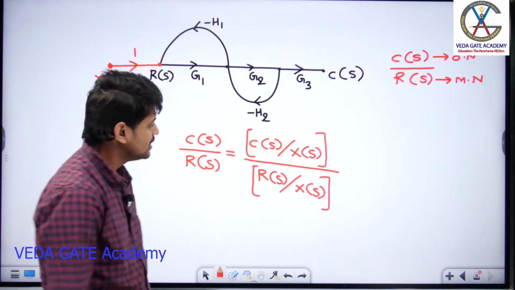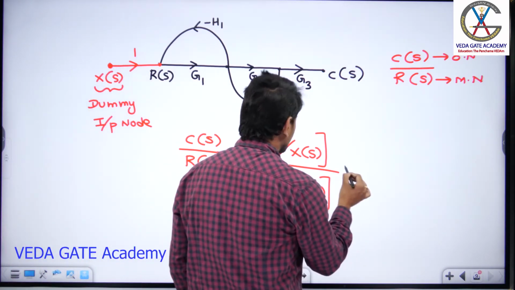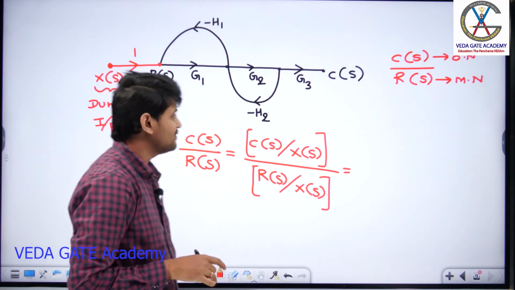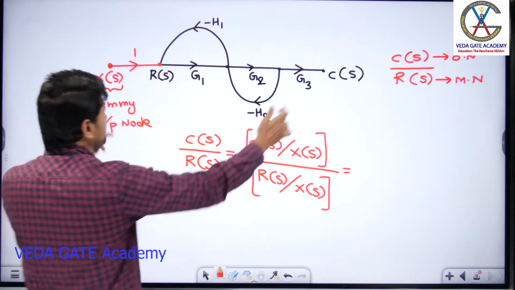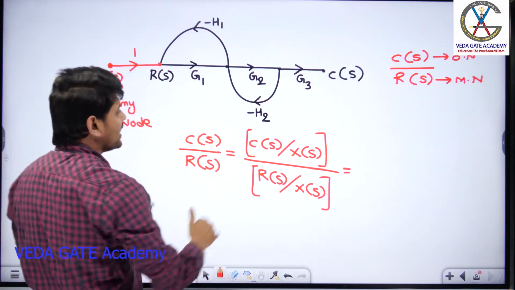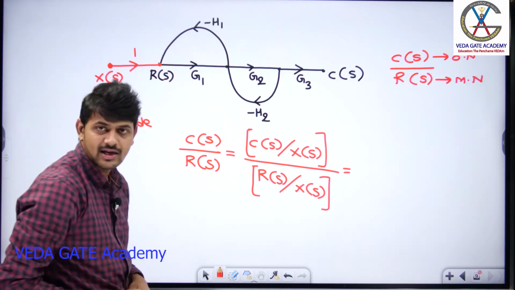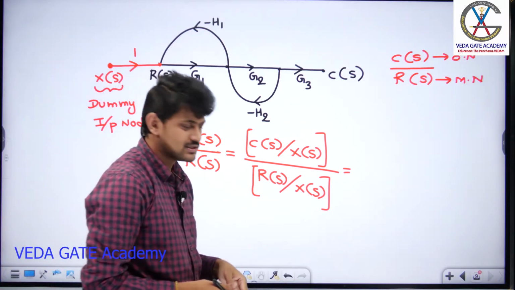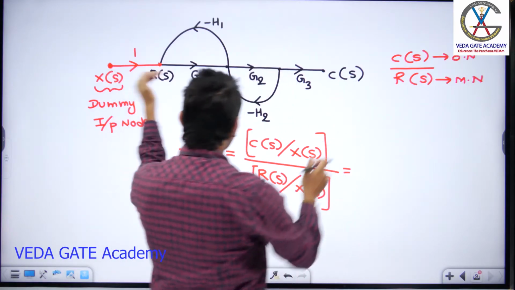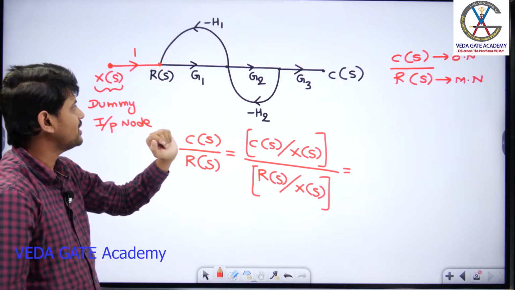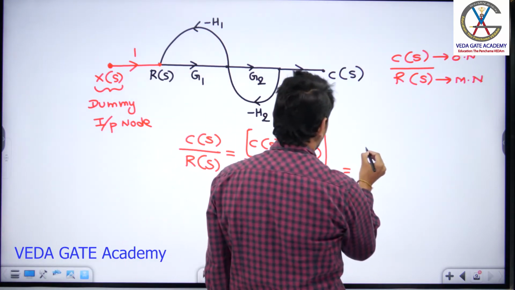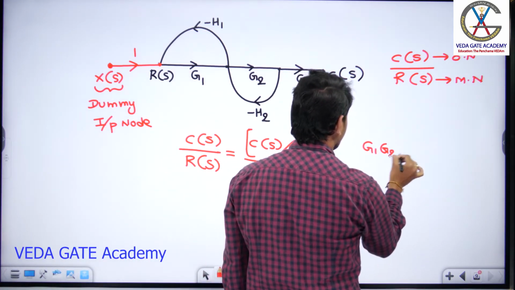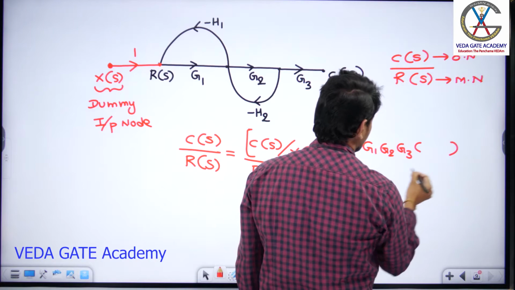Are you following what I am saying? So what I can do is find C of S by X of S and R of S by X of S. First I will apply Mason's gain formula between C and X, and then between R and X, so that I can get the corresponding answer. Then take the ratio of these two. I will quickly solve. How many forward paths are there between C and X? One forward path, right? What is the gain of that forward path? You will have G1, G2, G3 into P1 into delta 1 divided by delta.